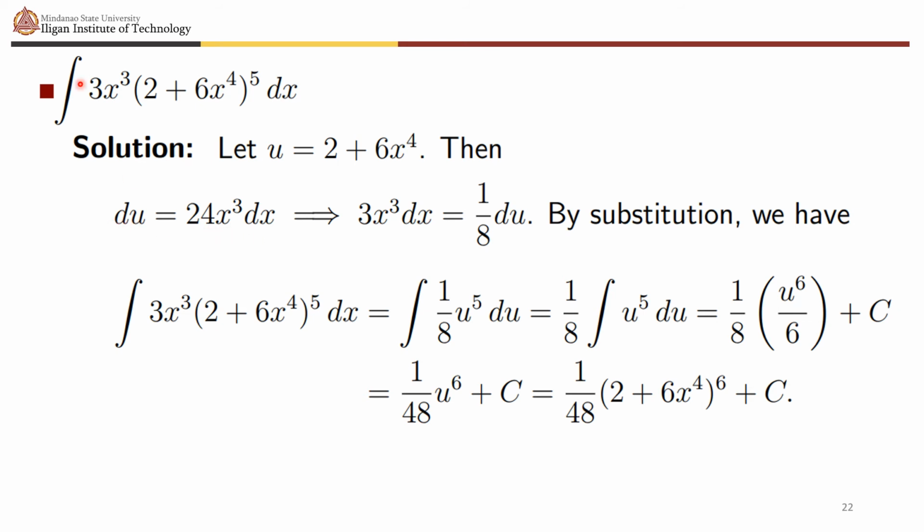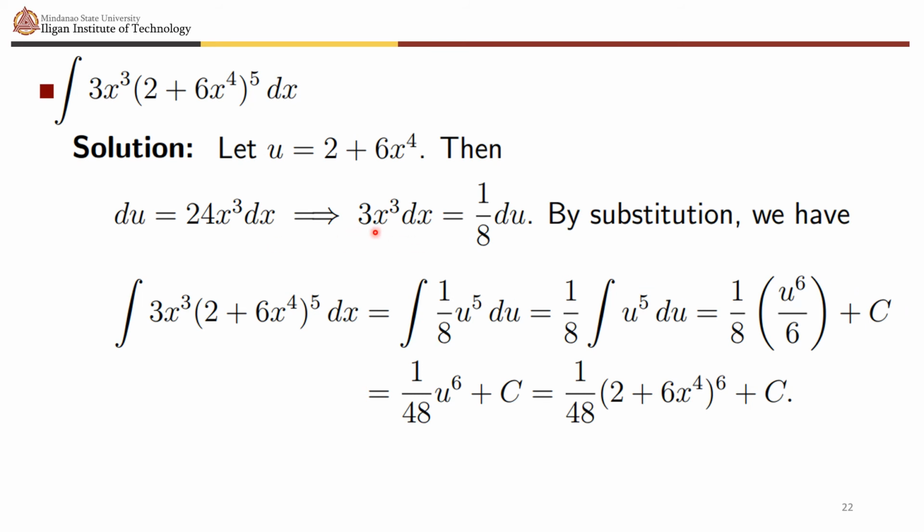But if you notice from here, what do we have? We have 3x cubed dx. So we have to do some mathematical tricks here to be able to get 3x cubed dx. And how do we do that? We can rewrite du equals 24x cubed dx as 3x cubed dx equals 1/8 du. Why? Because 8 times 3 is still equal to 24x cubed, and we need only 3x cubed dx here, and not 24x cubed dx.